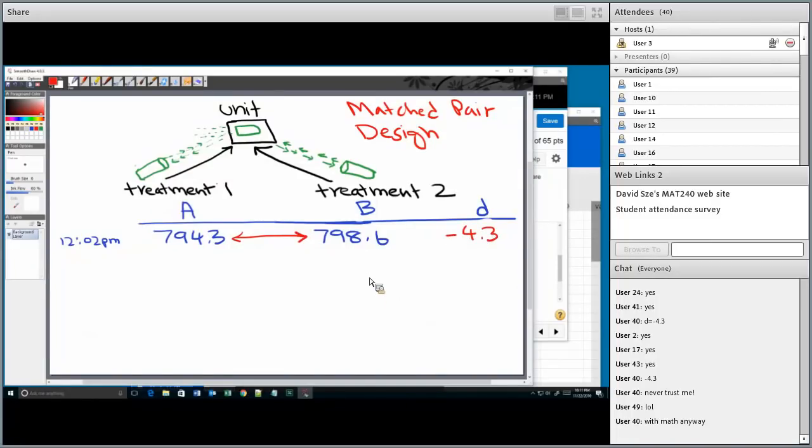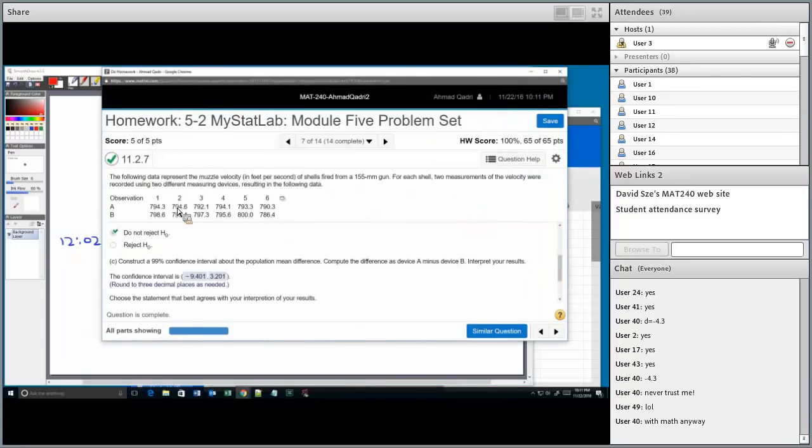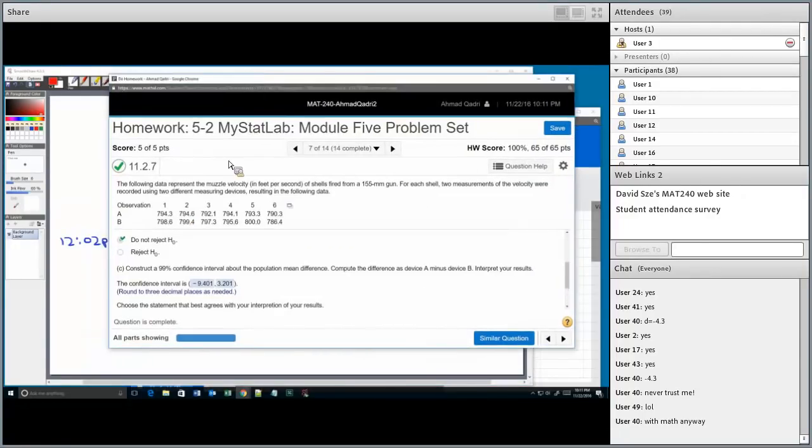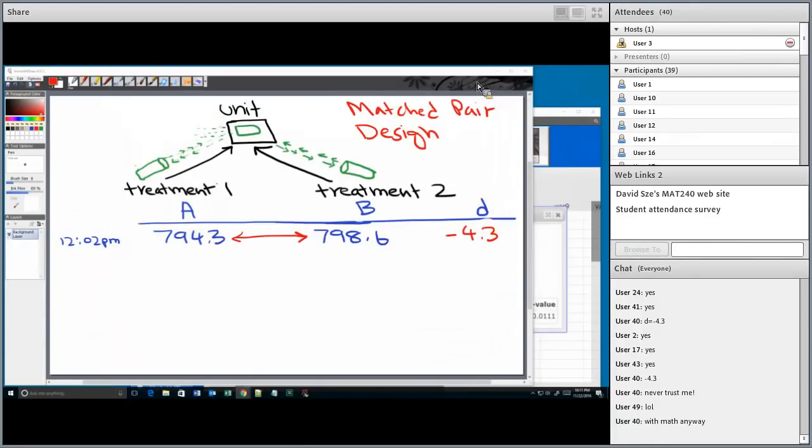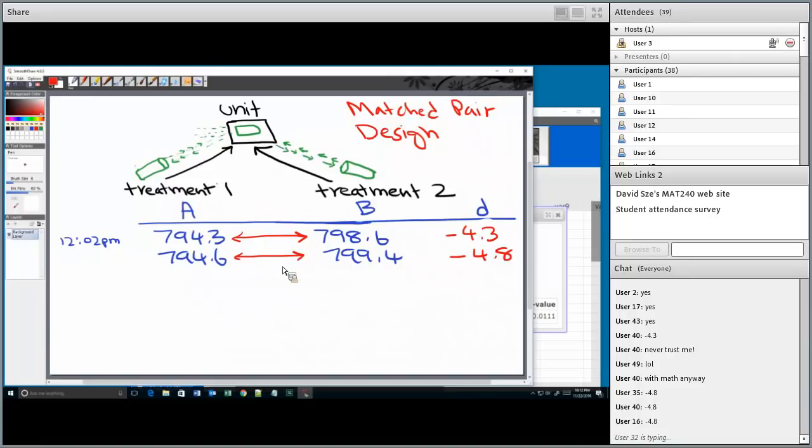Okay. And then similarly, the second is 794.6, 799.4. So I'm not going to write out all of them, but maybe I'll write one more. So the next one is 794.6, 799.4. Okay, so in this case, what's the difference? Minus 4.8. Okay. So do you see how I can do this for all the values, right?